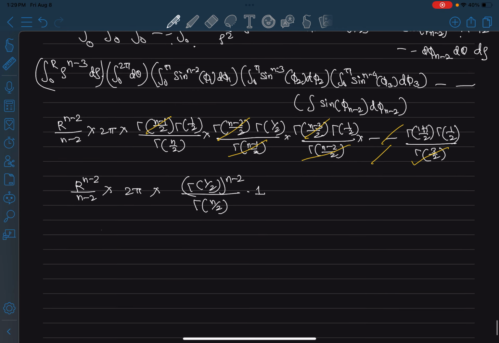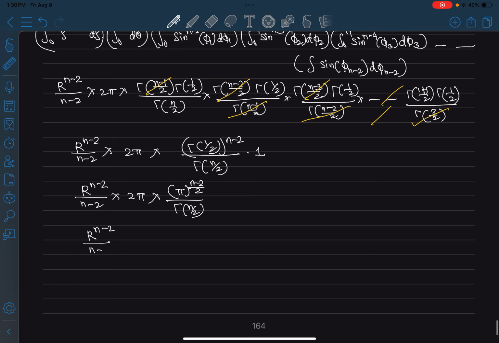So now there's that pi which can multiply with the pi. So this becomes 2 into pi to the power n over 2 by gamma of n over 2. And that's our answer, right? So this is our answer. So basically 2 pi to the power n over 2 by gamma of n over 2 times r to the power n minus 2 by n minus 2. Yeah? So let's see if this matches or not. Yeah, 2 pi to the power n over 2 by gamma of n over 2 r to the power minus 1. Yeah, that exactly matches.